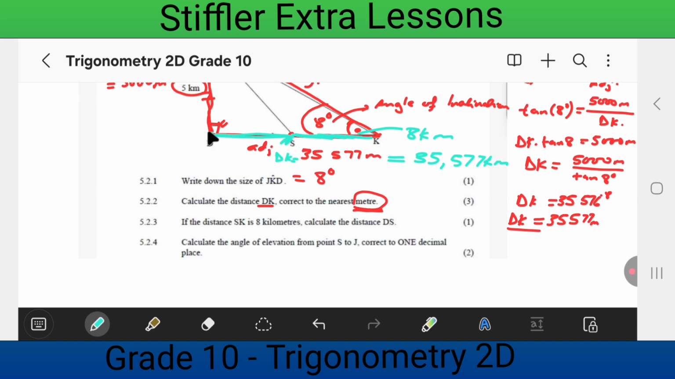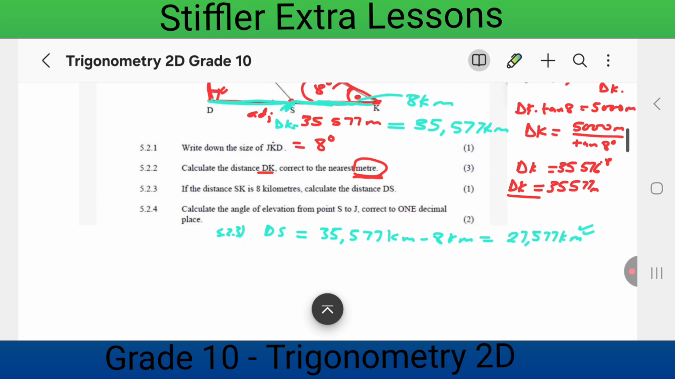So if we need DS now, and we know that this is 8 kilometers, it means that we can subtract 8, right? So in 5.2.3, our DS will be equivalent to 35,577 kilometers minus 8 kilometers, which we find to be 27.577 kilometers, as simple as that.